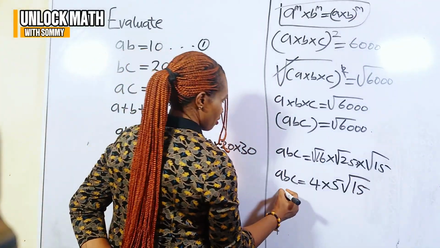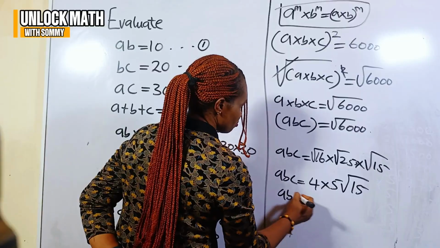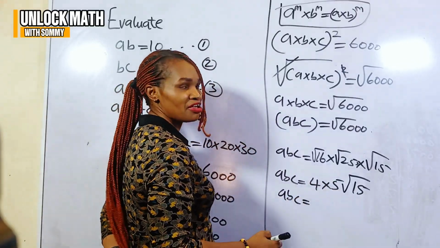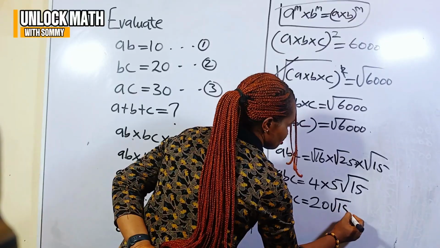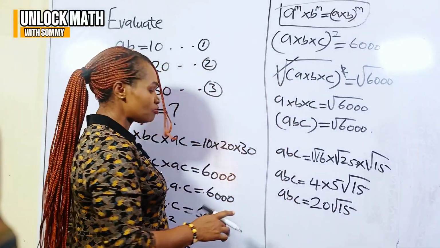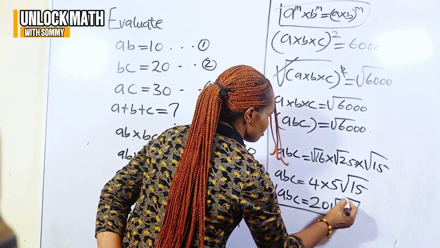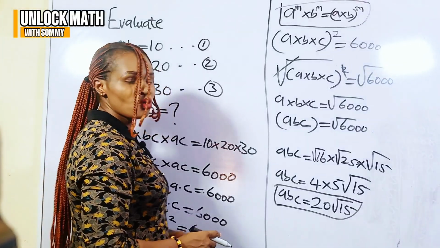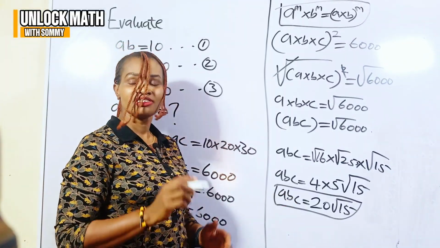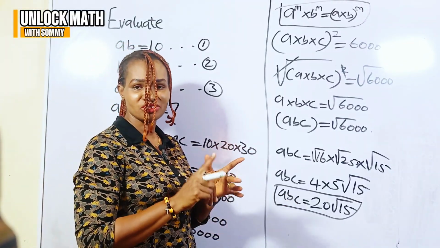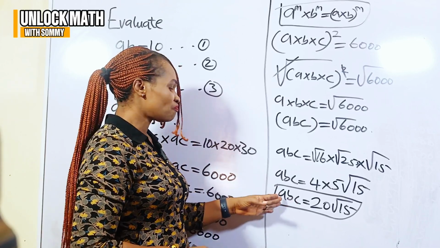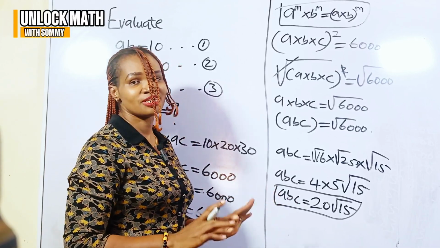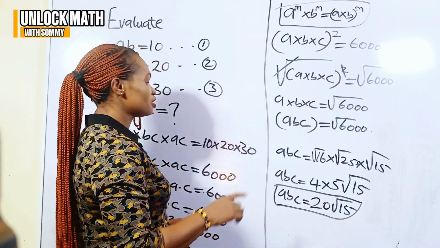Next, our ABC is now 4 multiply 5 is 20 root 15. And this is the value of our ABC. Remember, we are asked to find the value of A plus B plus C, not the value of A, B, C. Therefore, we are meant to find A separate, B separate, and then C separate.